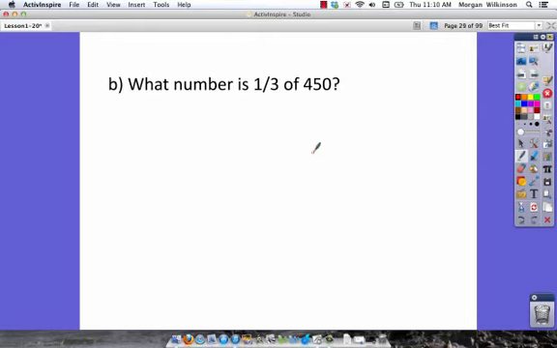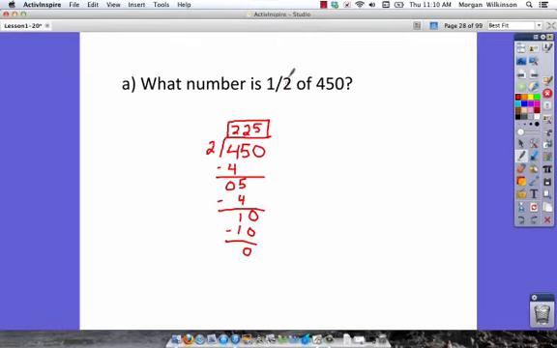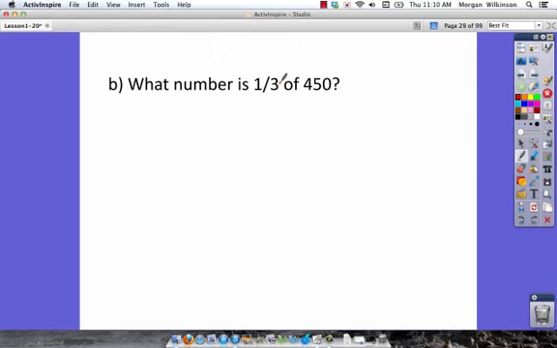Alright, what number is 1/3 of 450? Well, this is going to be a smaller number, 1/3 of 450. So we're going to have to take 450. Remember last time we said 450 divided by 2, that number in the denominator, because it was 1/2. So this time we're going to divide it by 3, because we want 1/3 of 450. So 450 divided by 3, because we want 3 equal parts, or 1/3 of 450.